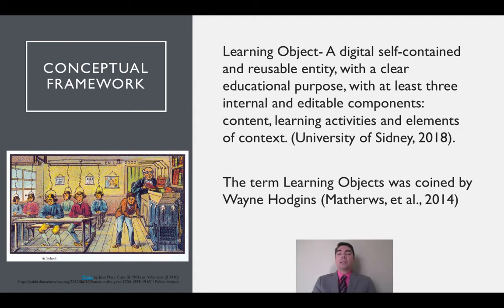According to the University of Sydney, a learning object is or can be defined as a digital, self-contained, and reusable entity with a clear educational purpose with at least 3 internal and editable components: content, learning activities, and elements of context. The term learning object was coined by Wayne Hodgins when he named one of his working groups, and eventually it was used widely in the computer-mediated learning field and content creation.